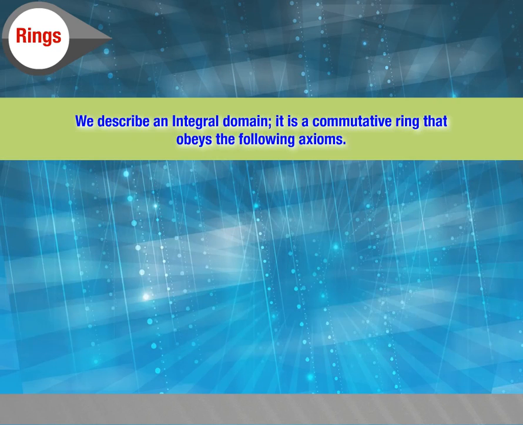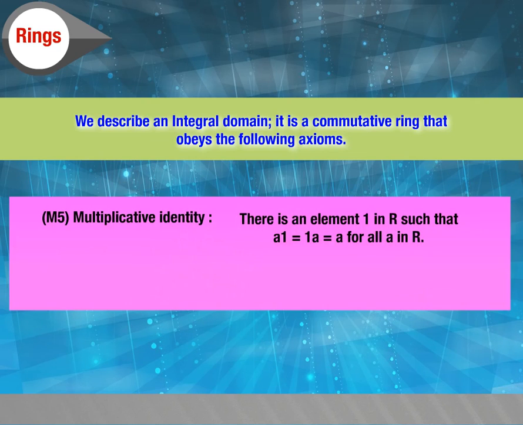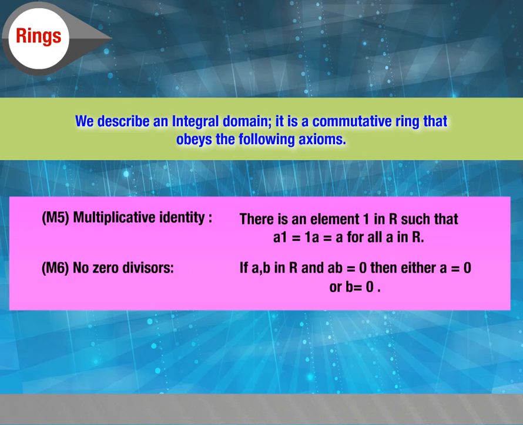We describe an integral domain. It is a commutative ring that obeys the following axioms. M5. Multiplicative identity. There is an element 1 in R such that a1 = 1a = a for all a in R. M6. No zero divisors. If a, b in R and ab = 0, then either a = 0 or b = 0.